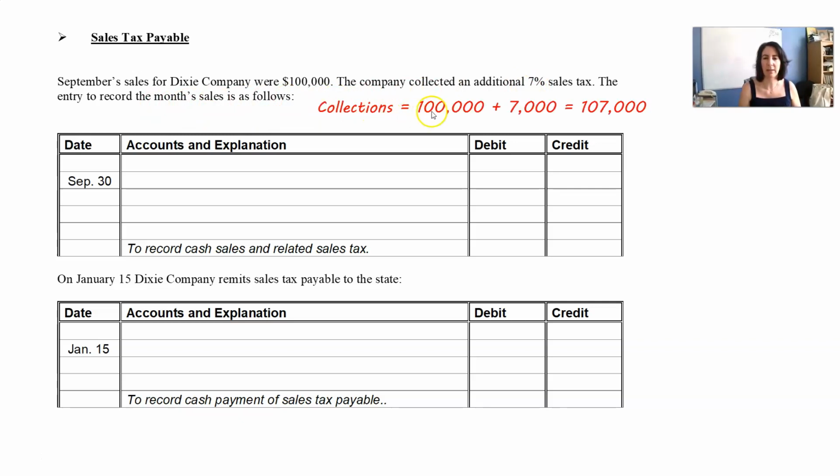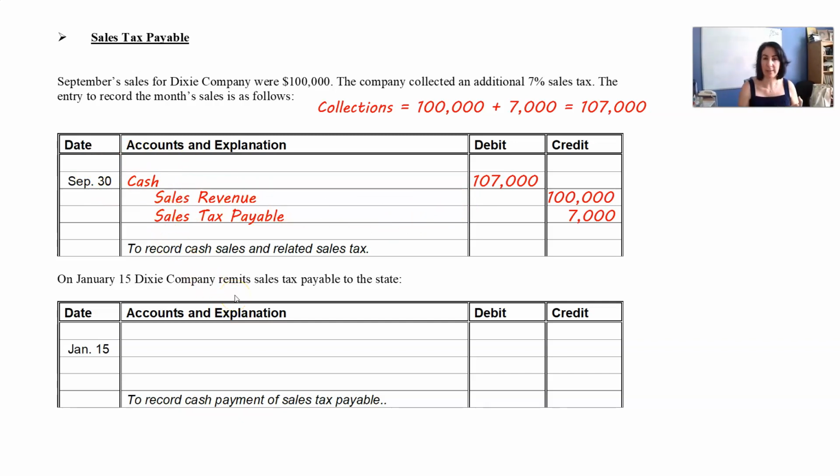The collections are not just $100,000 for the sale, but we also have to collect 7% sales tax, which is $7,000. So the full amount of cash that Dixie is going to get is $107,000. Our journal entry is going to be a debit to cash for $107,000, but not all of that's ours, right? We record the sales revenue piece for the $100,000, that is our money, but that extra $7,000 is sales taxes. Dixie's going to collect it, but it's not ours, so we record a liability. That liability is called sales taxes payable because it is due for us to turn around and pay to the state government. So that is our journal entry when we collect it.